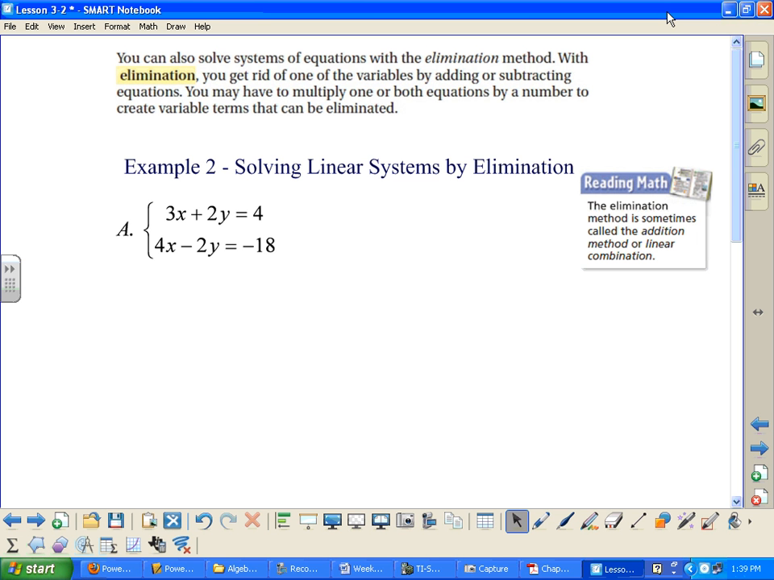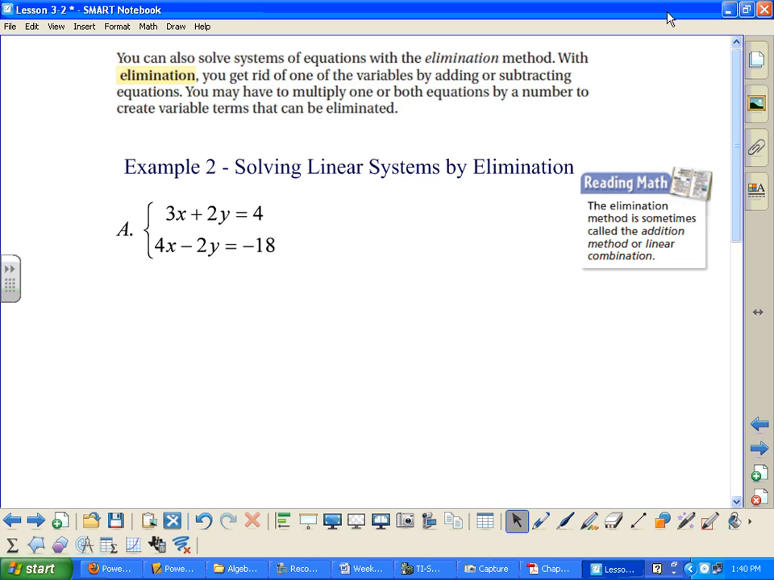And it really doesn't matter which one you do, okay? It's your choice. So here we have 3x plus 2y equals 4, and 4x minus 2y equals negative 18. What we're going to do is add going down, and we want to eliminate x or y when we add. Either the x's have the same coefficient, one positive, one negative, or the y's have the same coefficient, one positive and one negative. So if you look at this one right now, do either x or y have opposite coefficients?